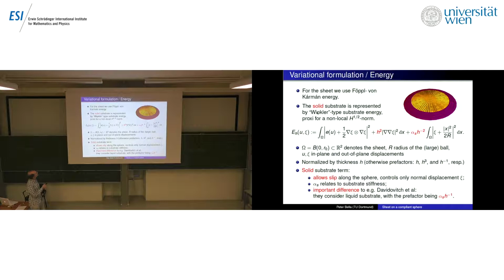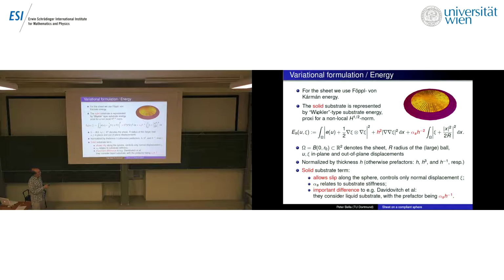So what energy do we consider? Here we'll use an even simpler Föppl-von Kármán energy, which is the small slope, small deflection regime. U will be the in-plane displacement, Xi will be the out-of-plane displacement. This corresponds to the membrane energy. This is basically measuring the bending, the curvature. This corresponds to the bending energy.